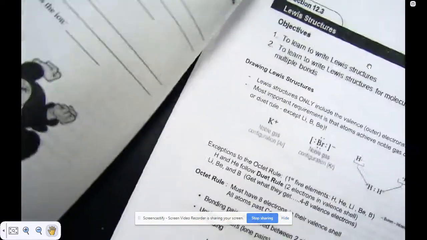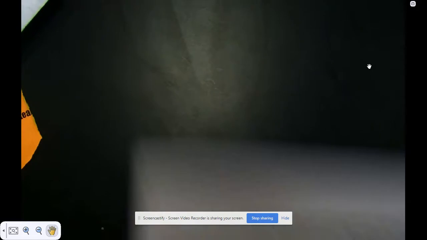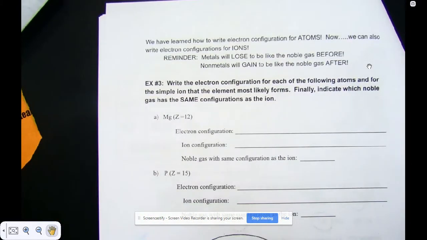Good. All right, so a little bit left of today's notes. It says we've learned now how to write electron configurations for atoms. Now we can also write electron configurations for ions. It just changes however many electrons you have. Remember, again, this is like the second time that this is in here. Metals lose to be like the noble gas before. Nonmetals gain to be like the noble gas after. So now we're going to write the full electron configurations for the atom and then for the ion. And then we would write the noble gas notation.